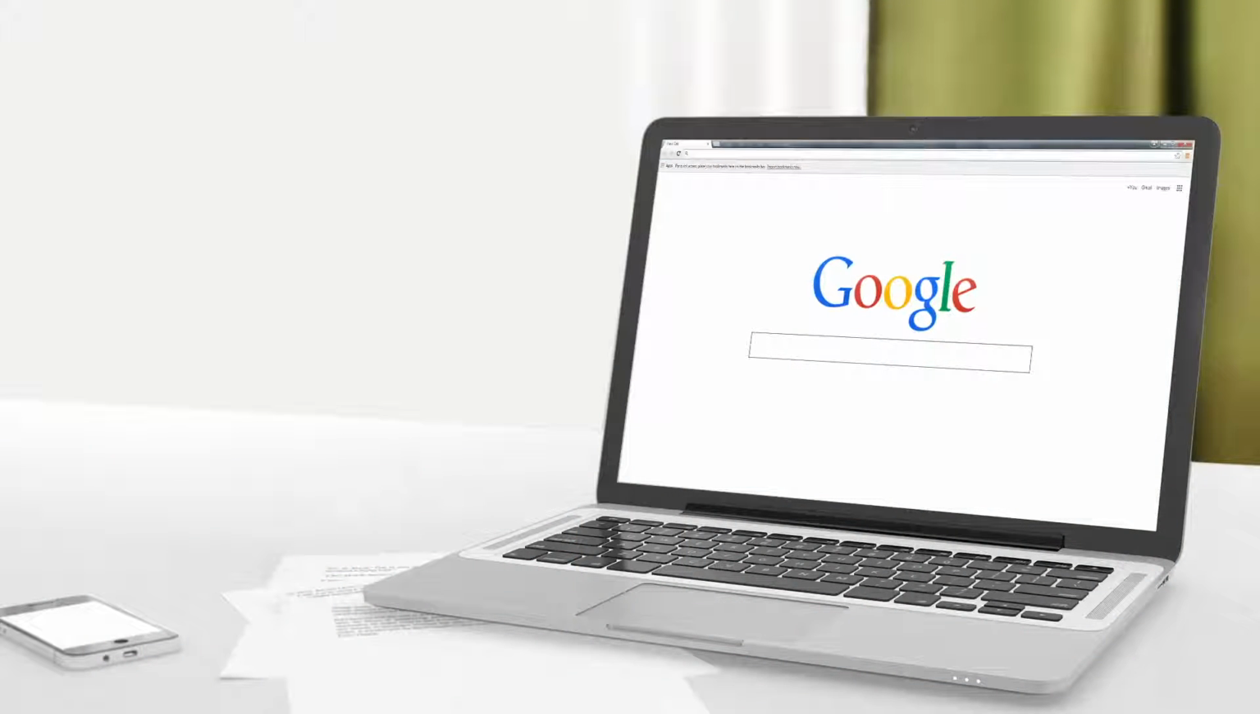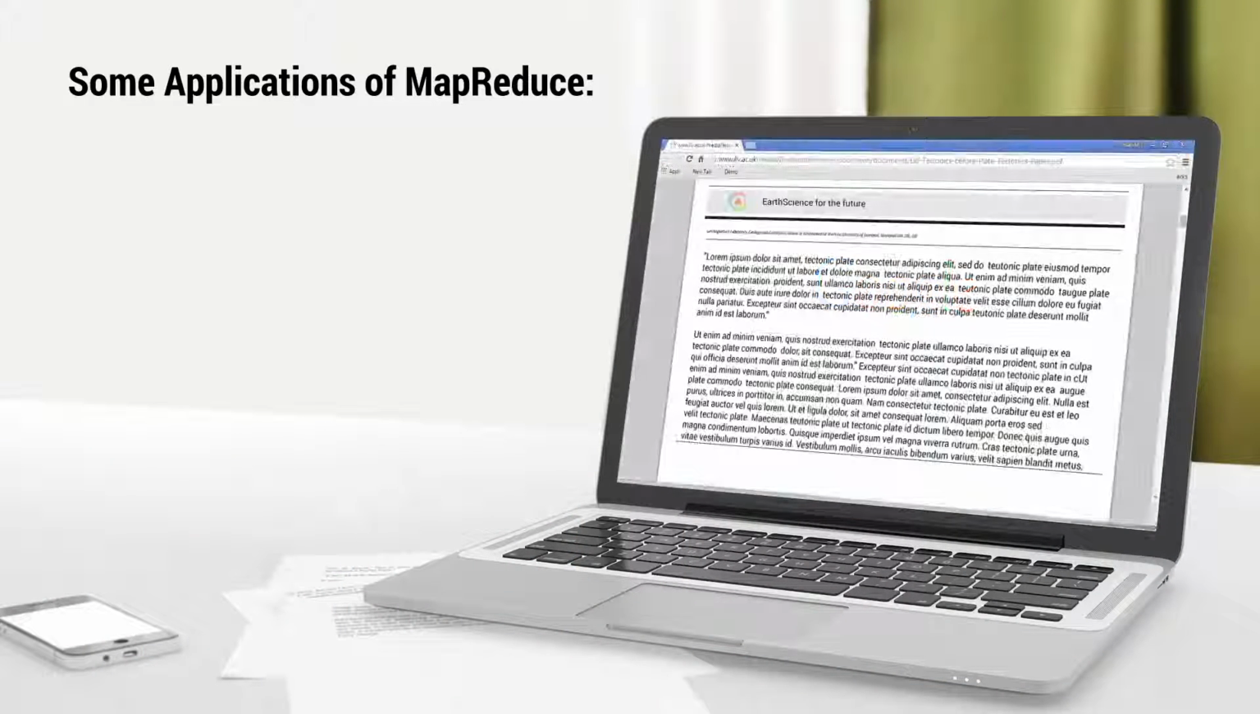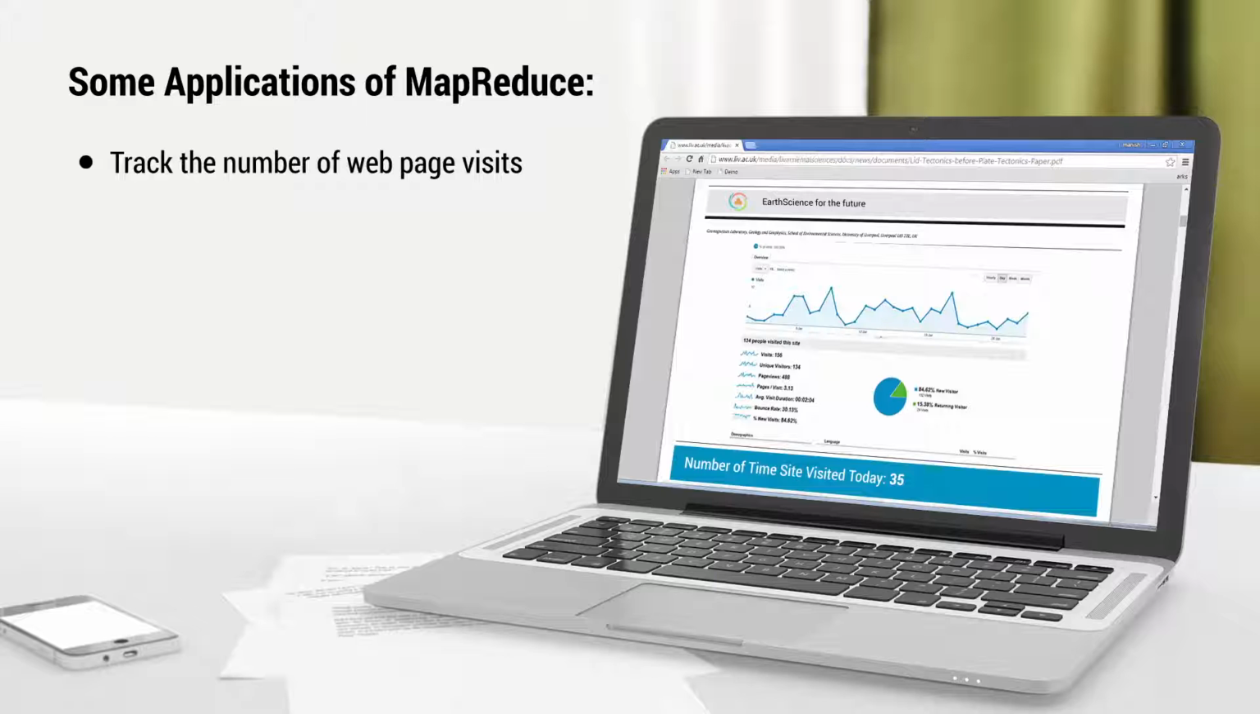Now that you have understood what MapReduce is and how it functions, let us review a few examples to understand the application of MapReduce. First, MapReduce can be used to track the number of times a website was accessed. In this case, the map task would be to read the logs of web page requests and make a comprehensive list. The reducer will then add them and return the result.